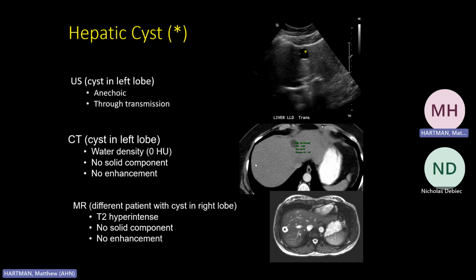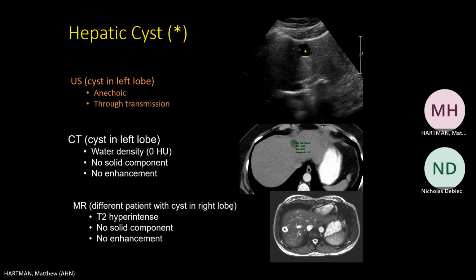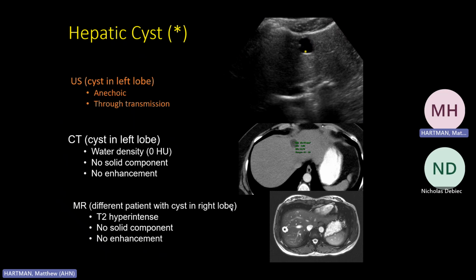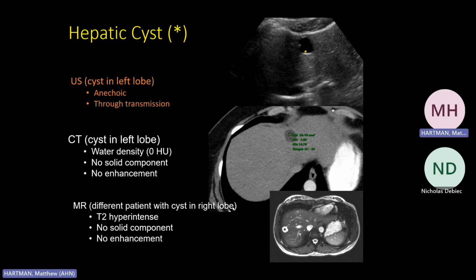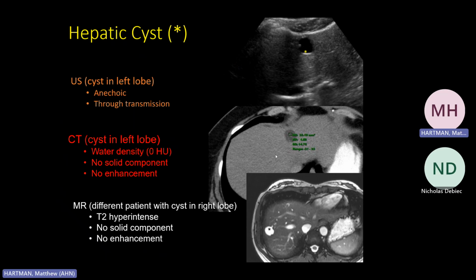So here's a case, anechoic on ultrasound. 0 Hounsfield units, T2 hyperintense. These are hepatic cysts. Anechoic, 0 Hounsfield units, T2 hyperintense.